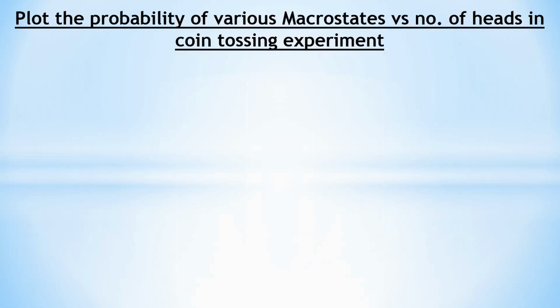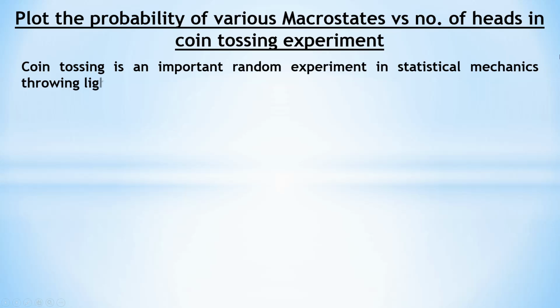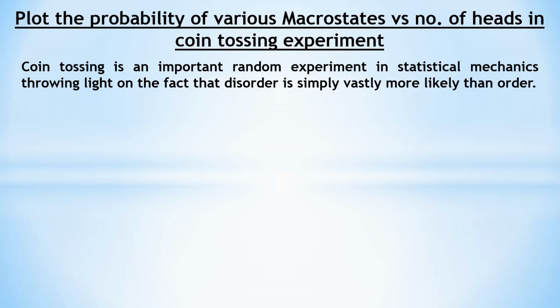In this video, we are going to plot the probability of various macrostates versus number of heads in a coin tossing experiment. Coin tossing is an important random experiment in statistical mechanics, throwing light on the fact that disorder is simply vastly more likely than order.